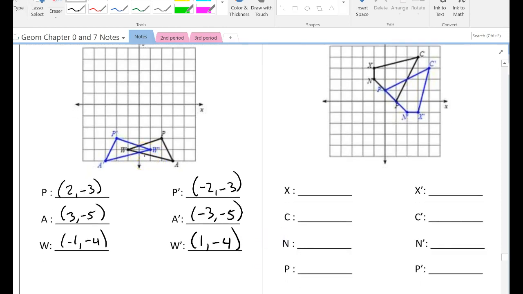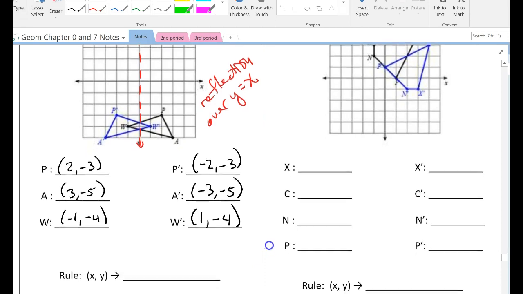Alright, so we can see right away, hopefully you notice from the picture that this is not a reflection over y equals x, because if I had my mirror line going right through the middle here at y equals x, we can see that we don't have the same thing above the line and below the line. So we can hopefully see that if I draw in my mirror line right here at the y-axis, that this is a reflection over the y-axis, and then all we need to do is come up with a rule.